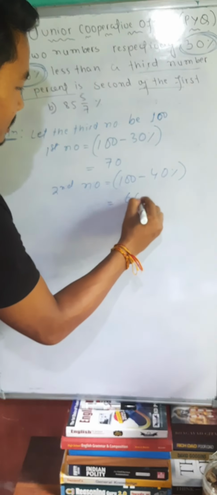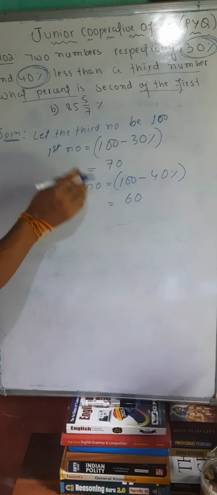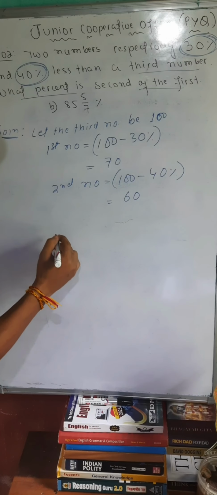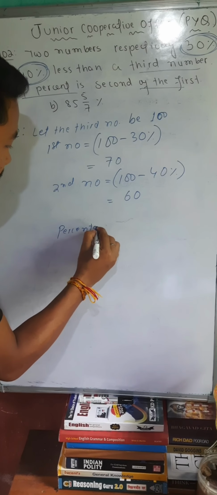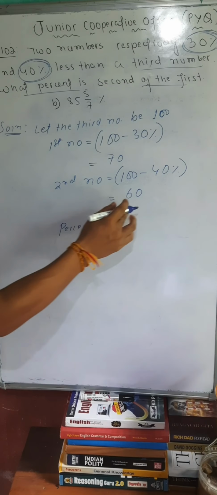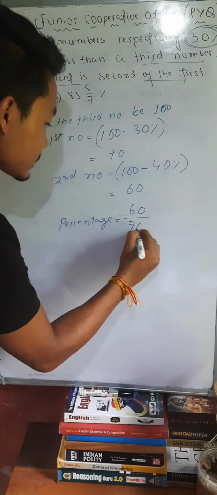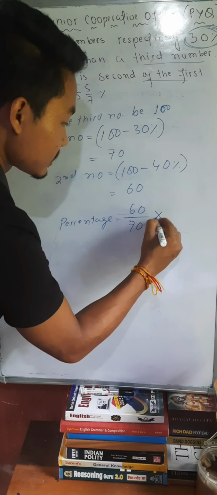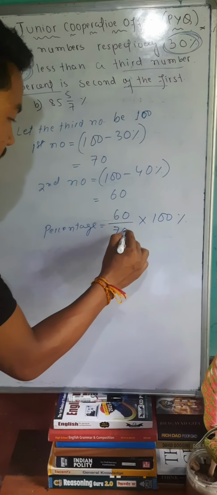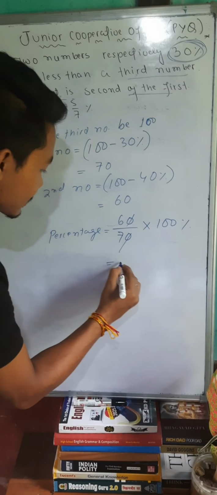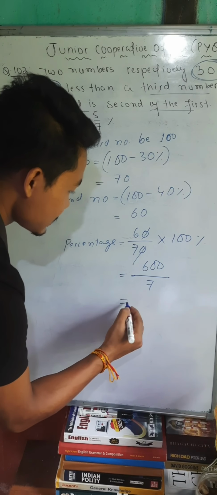Now we need to find the percentage of the second number in terms of the first number. What is the second number? 60. And what is the first number? 70. Now we need to find the percentage. How will we find the percentage? Just by multiplying by 100%. 0, 0 cancel. 6 into 100 gives us 600 divided by 7.